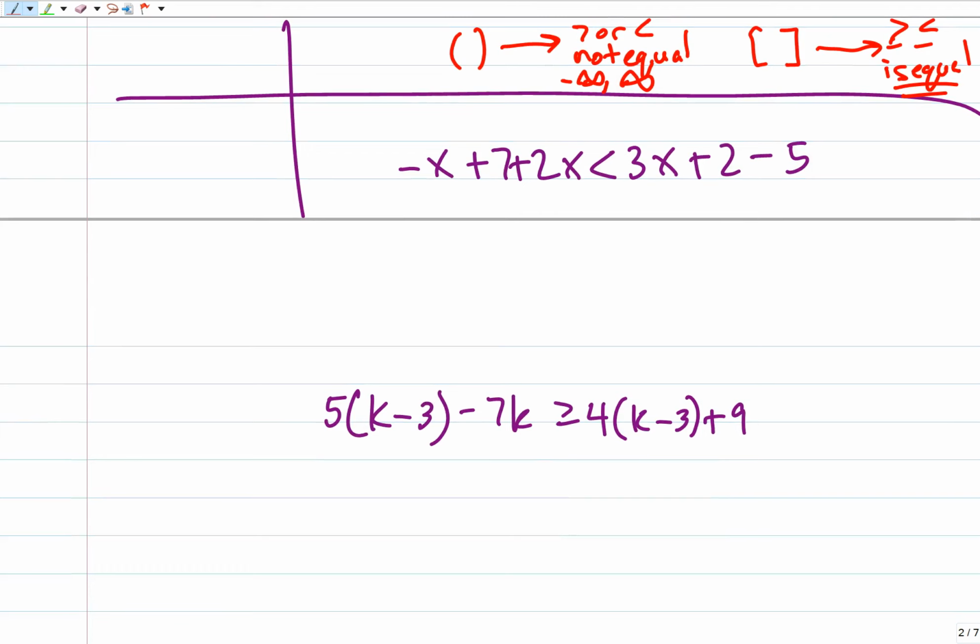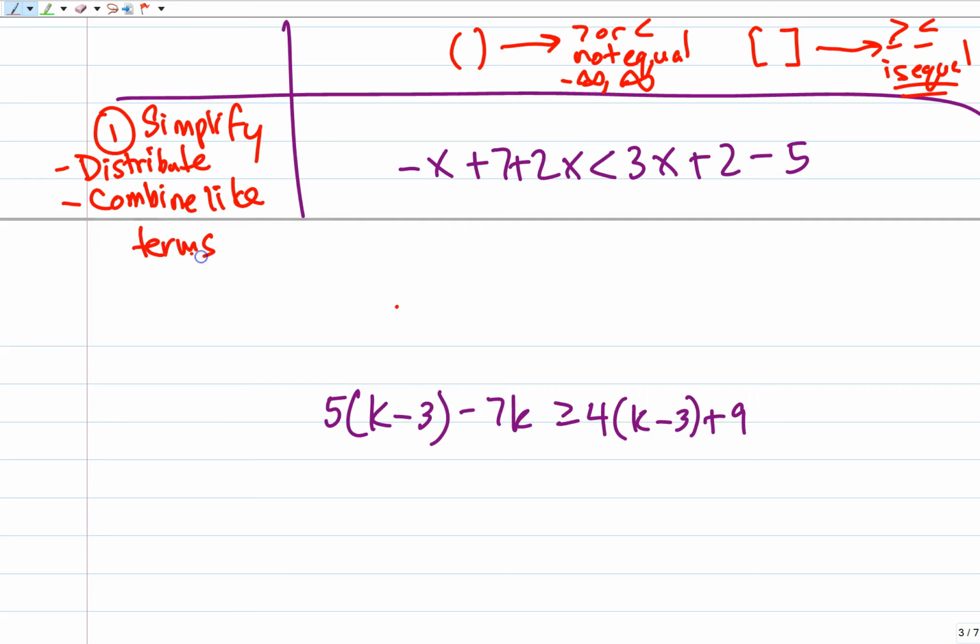If you can solve an equation, then you should be able to solve an inequality. What was our first step for solving equations? There was an S word. Simplify. And that included several things. That included distributing with a D, combining like terms with a C, and then isolating with an I. Inverse? Nope, that's our second step. That's okay. We isolate the variable.